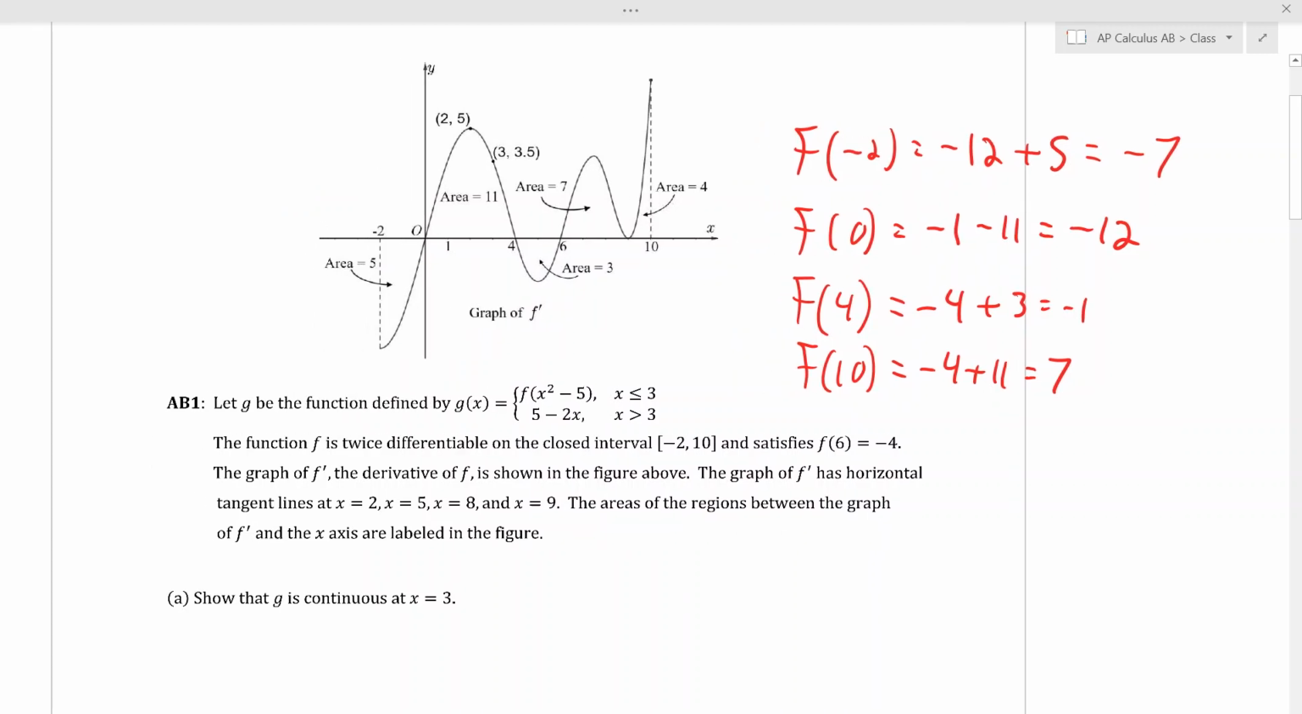It also tells us, again, I'm just showing you all the stuff you should be thinking about when you see this question. 0 is going to be a minimum on f because the derivative is going from negative to positive. Think about it like a number line: 0, 4, 6, 10. And f prime is going negative, positive, negative, positive. There's another value in there where it's 0. It looks like it could be 9, but they don't tell us that. So I'm just going to say 6 to 10 is positive.